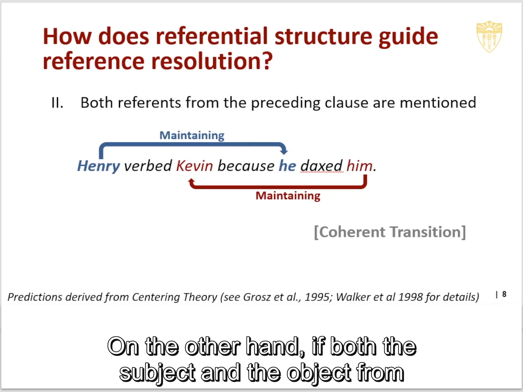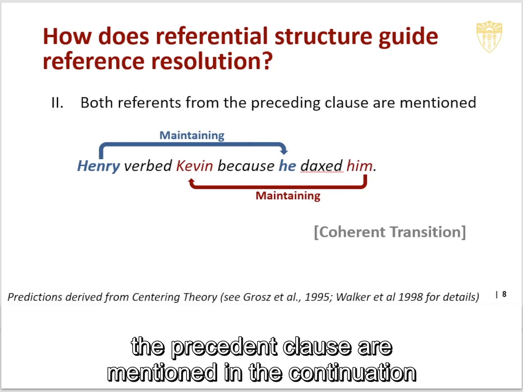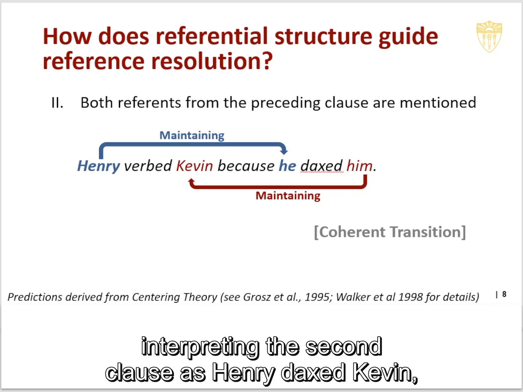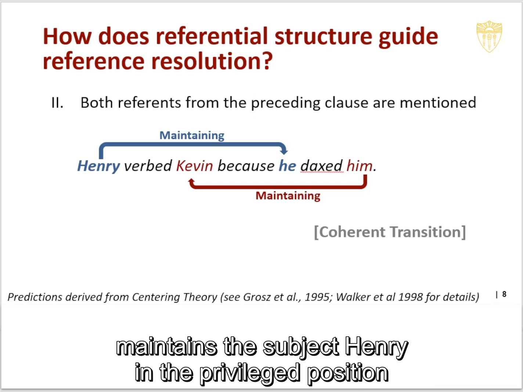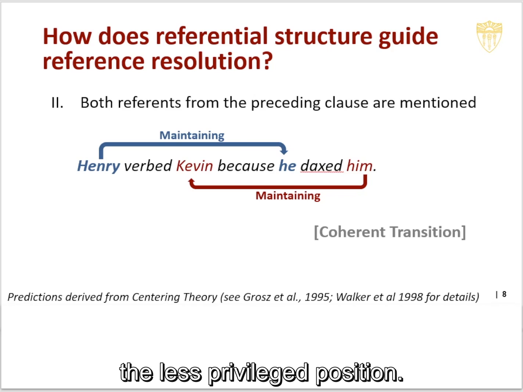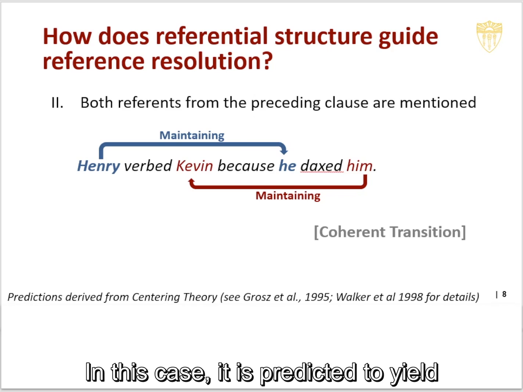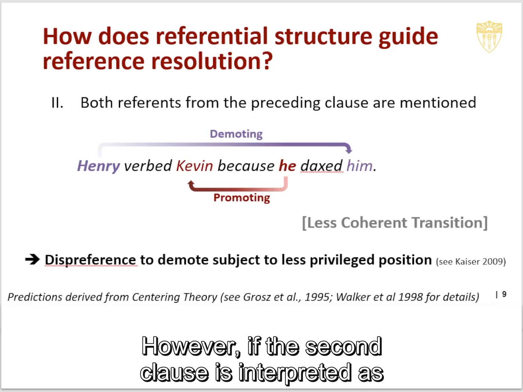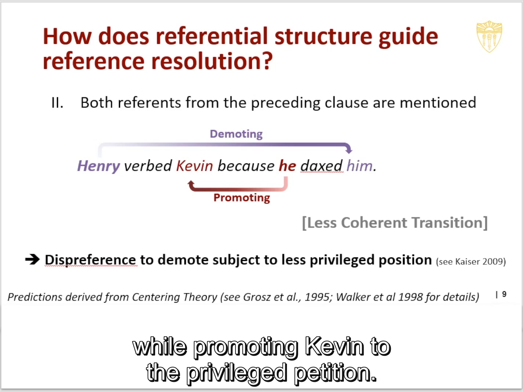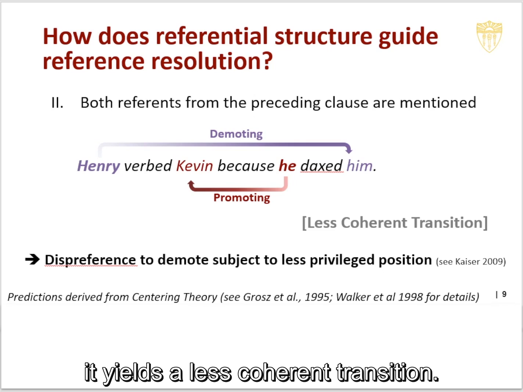On the other hand, if both the subject and the object from the preceding clause are mentioned in the continuation with the two pronouns he and him, interpreting the second clause as Henry dexed Kevin maintains the subject Henry in the privileged position and maintains the object Kevin in the less privileged position. In this case, it is predicted to yield a coherent transition. However, if the second clause is interpreted as Kevin dexed Henry, it will demote Henry to the less privileged position while promoting Kevin to the privileged position. In this case, it yields a less coherent transition.